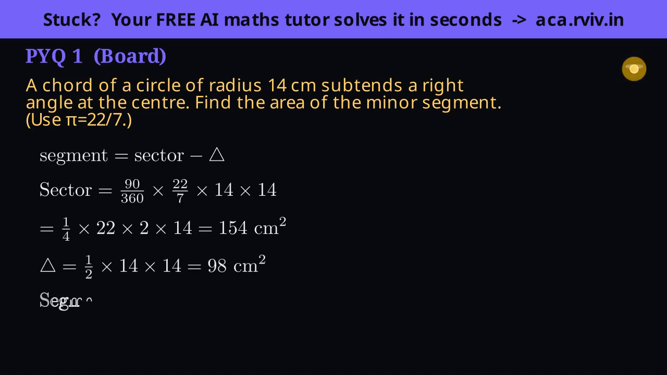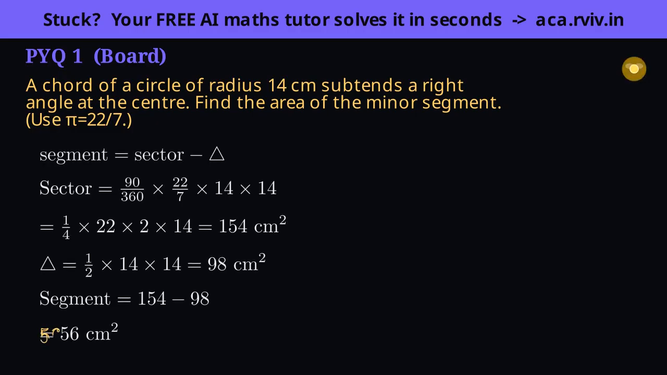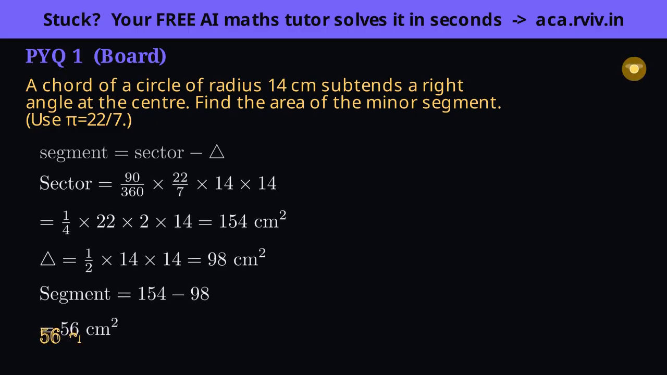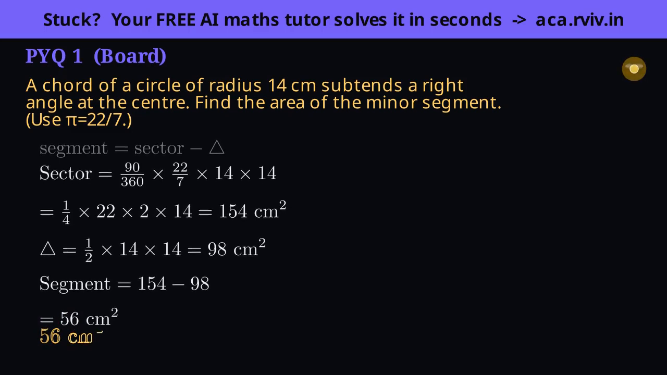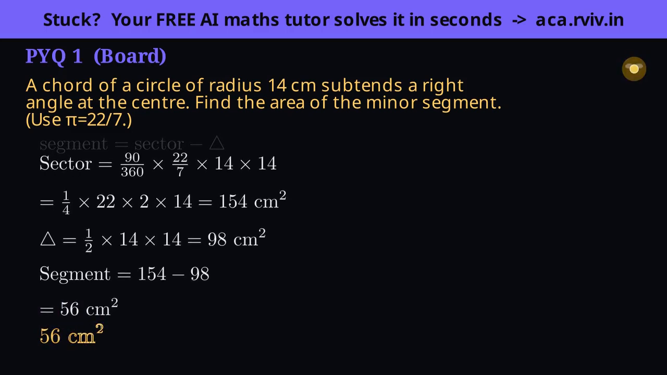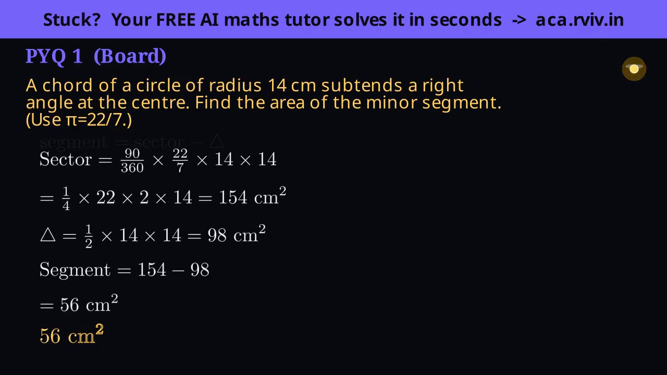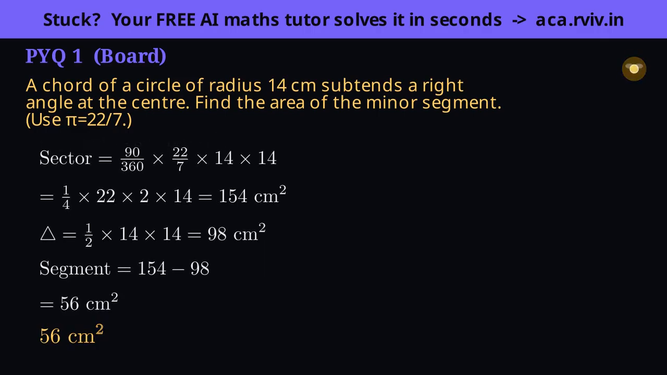Subtract. Segment equals sector minus triangle, 154 minus 98. That leaves 56 square centimeters for the minor segment, two whole numbers subtracted, no messy roots, all thanks to the right angle. Store the shortcut for the board exam. A right angle at the center makes the triangle's legs equal to the radius, so its area is simply half r squared, and the whole segment collapses to two clean numbers, no dropping perpendiculars, no sine.